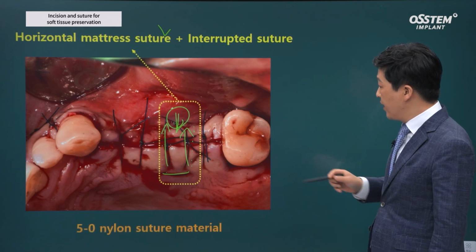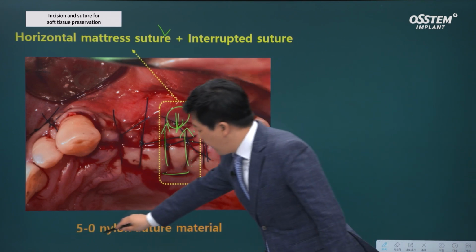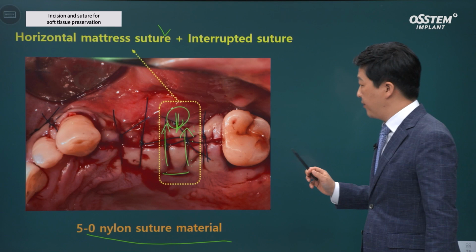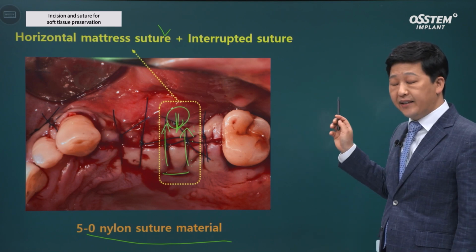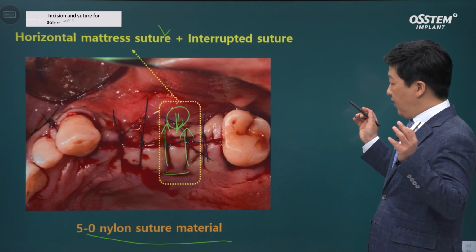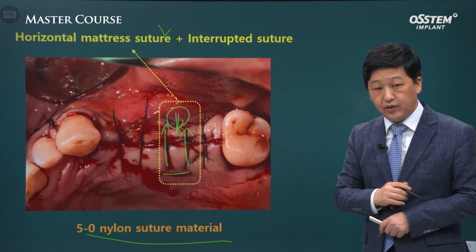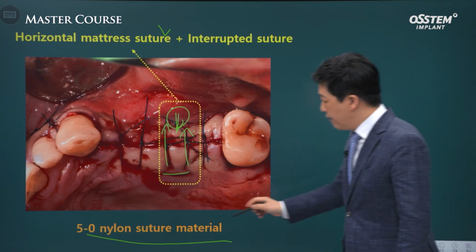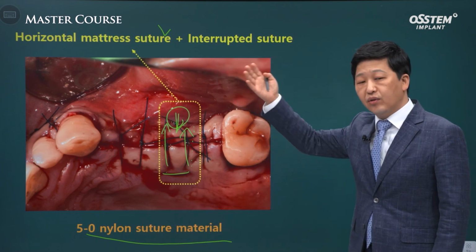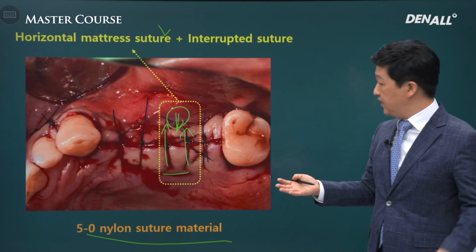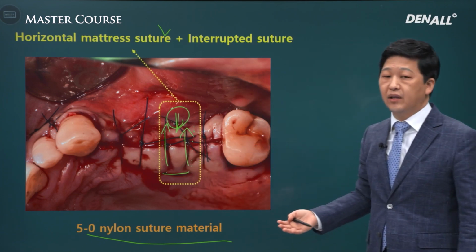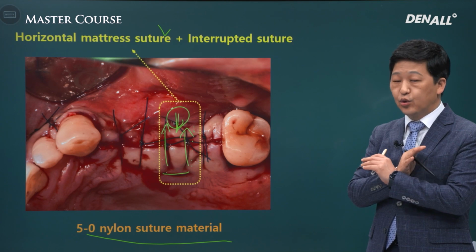The suture that I've used is 5.0 nylon suture material. In order to do successful regenerative treatment, you need to use a 5.0, 6.0, or 7.0. 4.0 and 3.0 are not fit for regenerative treatment. The prognosis cannot be good.